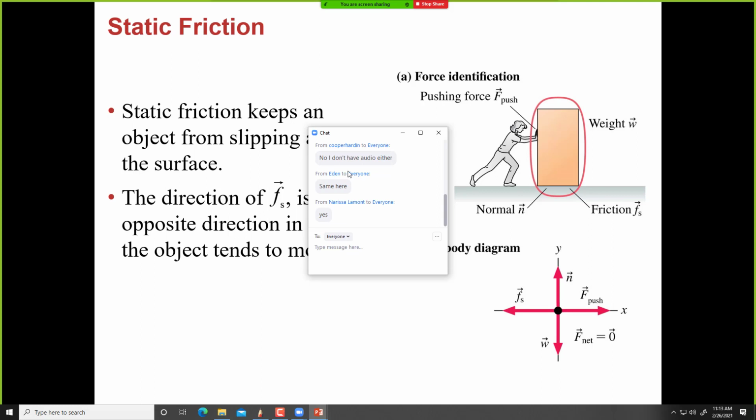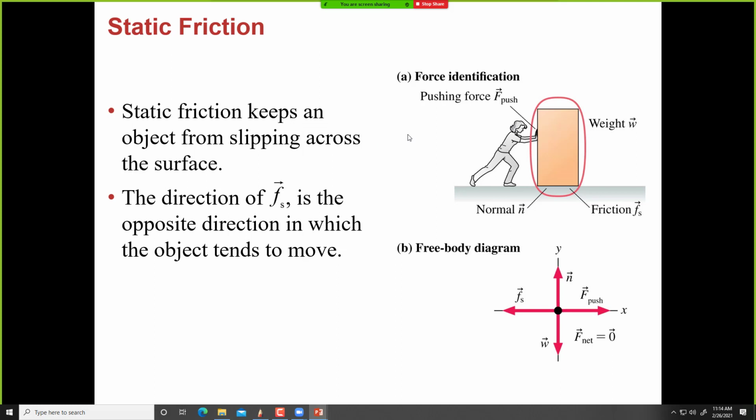Okay, good. So friction, there are two types of friction. One is static friction and the other one is kinetic friction. Static friction is the friction that keeps an object from slipping across a surface. So you have a big box, you apply force on the box, and it doesn't move because there is an opposite force acting on the object that keeps it from slipping. Okay? And that opposite force is provided by the surface over which the box is resting. Okay? So that force is the friction force.